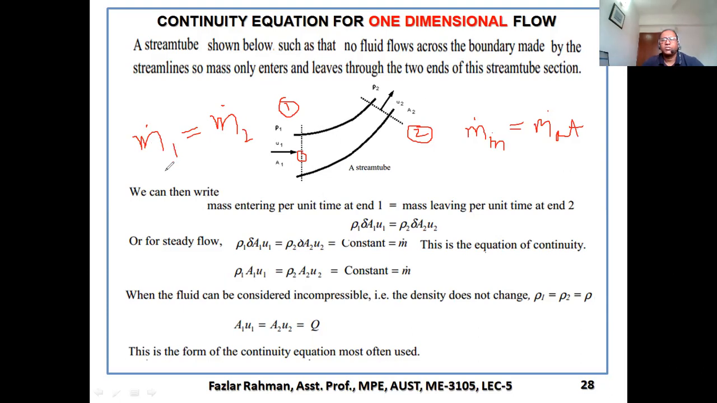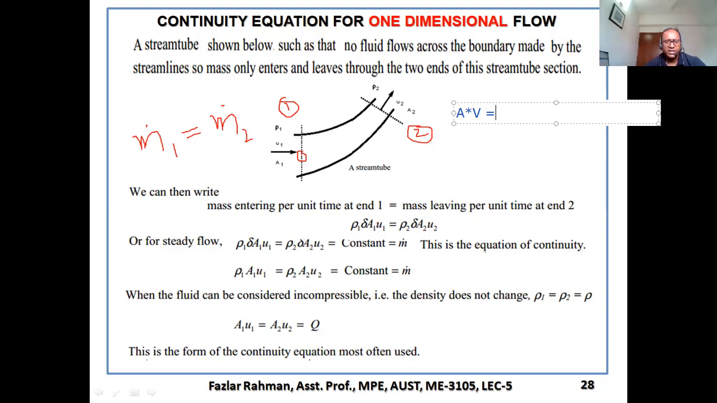Now, how will we figure out the mass flow rate? We know the velocity of the fluid element at section 1, U1, and the area, let's say A1. Or if you think of a small section, area del A1 and velocity U1. If you multiply the area by the velocity of the fluid, then what do you get? You get Q, that means the volume of water flowing per unit time.